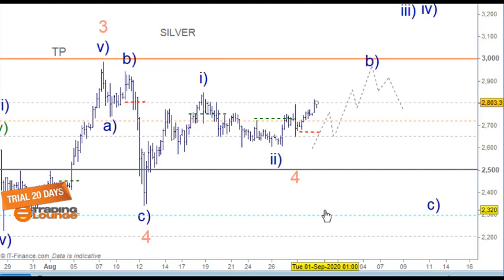So just to recap a little bit, for silver and gold, we need to be tracking 5 waves up. And once that's completed, we need to pay attention to see if we get a corrective pullback or an impulsive pullback at that point.